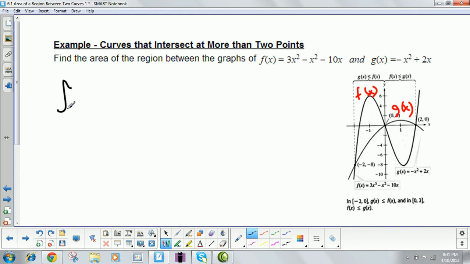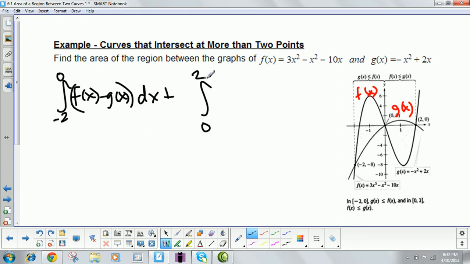Your first integral is going to be from negative 2 to 0 of f of x minus g of x dx, and then you add that to your second integral, which is from 0 to 2 of g of x minus f of x. So you have to set this up as two separate integrals.